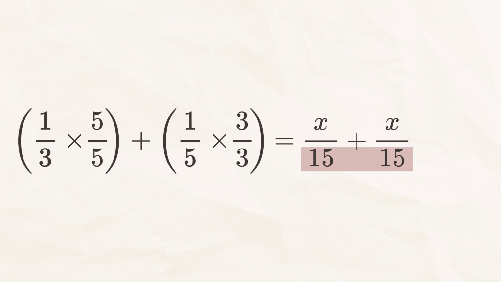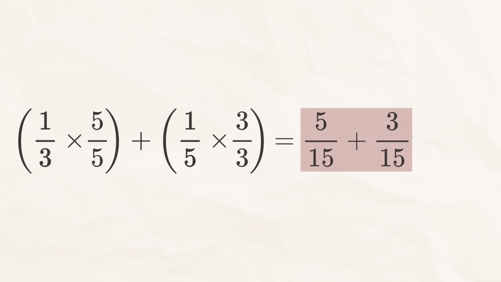Since we multiplied the denominators, we need to multiply the numerators as well. To get 15 in the denominator, we need to multiply 3 by 5. If we multiply the denominator by 5, we need to also multiply the numerator by 5. This gives us 5 over 15. If we do this for our other original fraction, we multiply the numerator by 3, and this gives us 3/15. 5 over 15 plus 3 over 15.